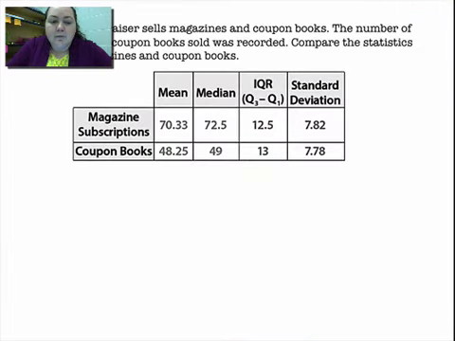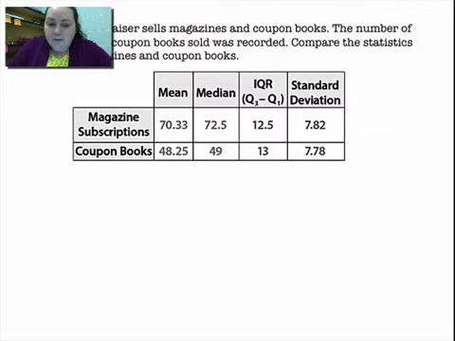All right, example 2. A school fundraiser sells magazines and coupon books. The number of magazine and coupon books sold was recorded. Compare the statistics for both magazines and coupon books. So they gave me the mean number of books sold, the median number of books sold, the IQR, the interquartile range of the spread, and the standard deviation of the spread.